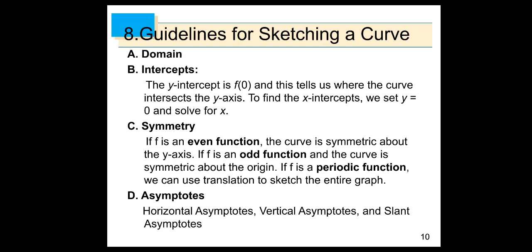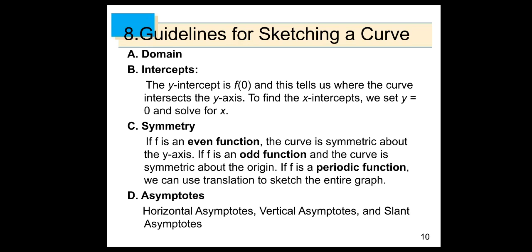So if f of minus x is equal to f of x for all the x values in our domain, that is, the equation of the curve is unchanged when x is replaced by minus x. It means that they both have the same shape, they both are in the same form. And if f is an even function, the curve is symmetric about the y-axis. And if f is an odd function, the curve is symmetric about the origin.